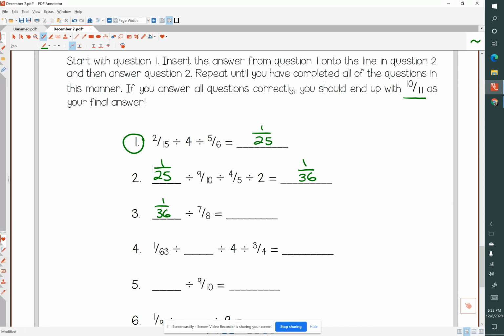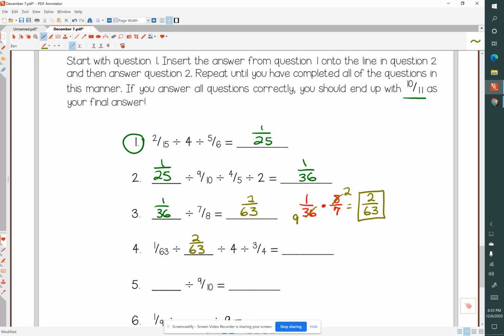So now number 3, I think I can do that right here on this page, but I will change my color. And I will rewrite the problem as multiplication by the reciprocal. So 1/36 times 8 over 7. 8 and 36 are both divisible by 4. So 8 divided by 4 is 2. 36 divided by 4 is 9. Multiplying straight across, 2 times 1 is 2. 9 times 7 is 63, and that's our final answer, 2 over 63. We'll put that in number 4.